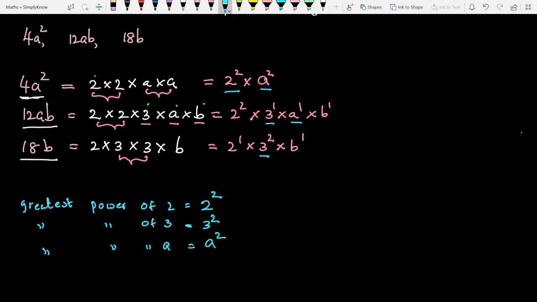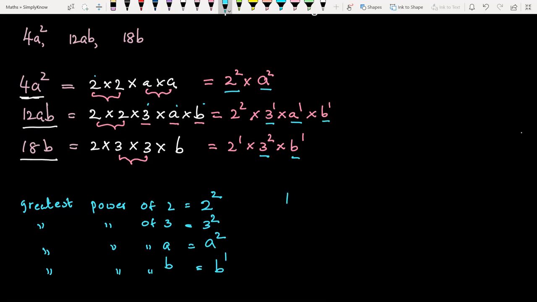There is another factor, which is b. So what about the greatest power of b? We have b to the power 1 here, and here also we have only b to the power 1. So it should be b to the power 1 only.